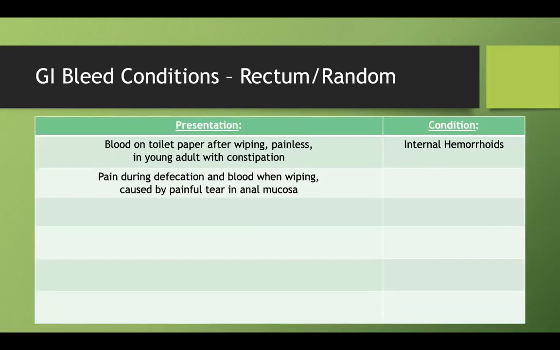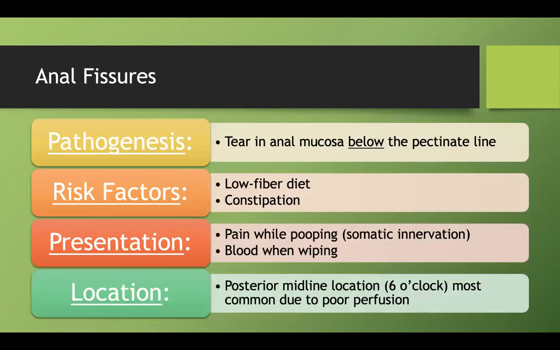How about if you have somebody who has pain during defecation and you notice blood on the toilet paper when you wipe? It's caused by a painful tear in the anal mucosa. And so we're talking about anal fissures. And again, this is just from our section just a few slides above, where we have blood when wiping.